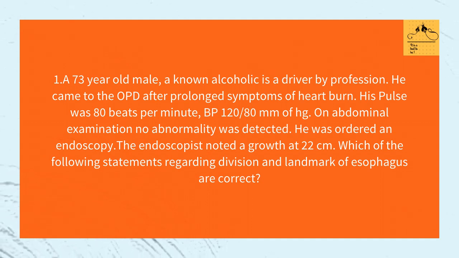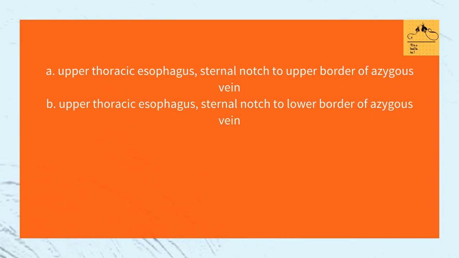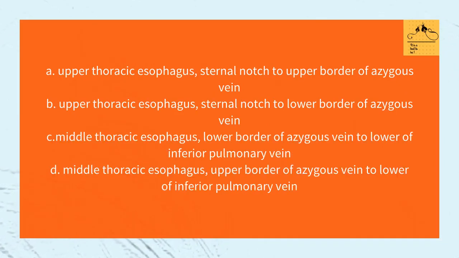Which of the following statements regarding division and landmark of esophagus are correct? A. Upper thoracic esophagus, sternal notch to upper border of azygous vein. B. Upper thoracic esophagus, sternal notch to lower border of azygous vein. C. Middle thoracic esophagus, lower border of azygous vein to lower of inferior pulmonary vein. D. Middle thoracic esophagus, upper border of azygous vein to lower of inferior pulmonary vein.